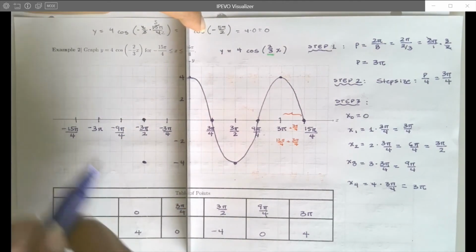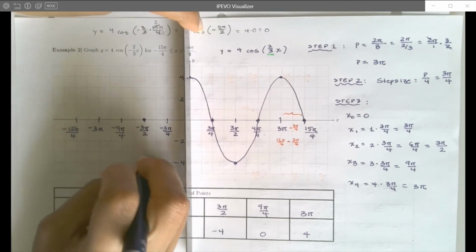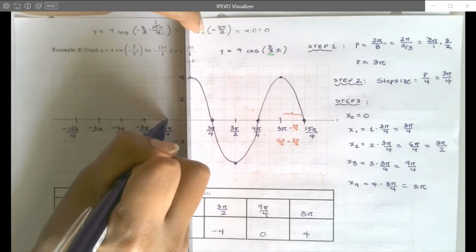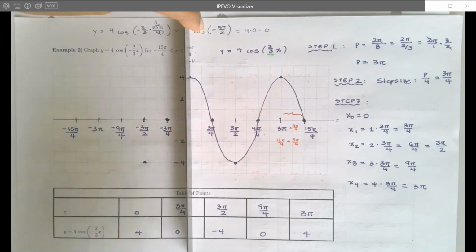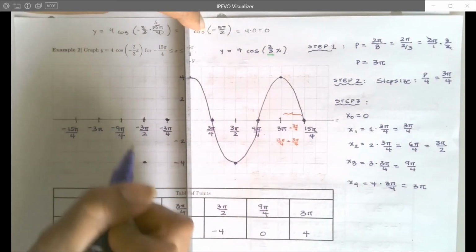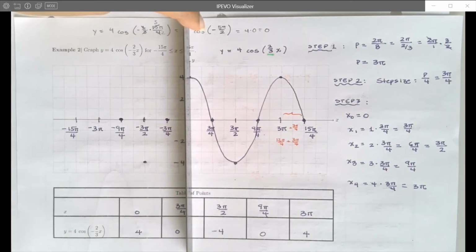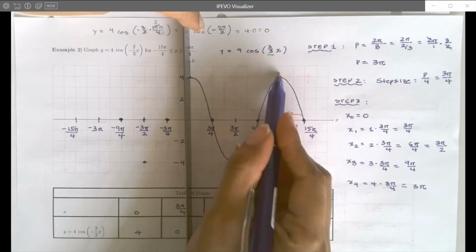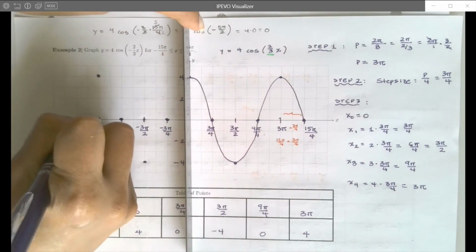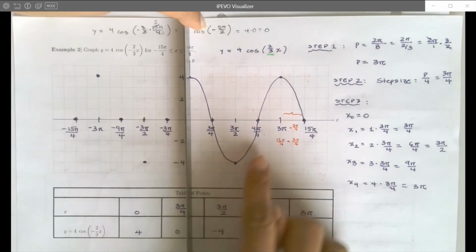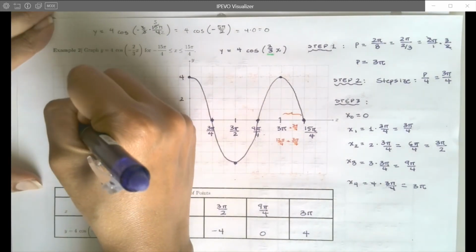negative 4. Oh, and I think I probably mislabeled this point. This one should have been here. And there. Okay, that's better. Alright, then 9 pi over 4. At 9 pi over 4 we have 0. That means at negative 9 pi over 4 we'll have 0. And then at 3 pi we have 4. That means at negative 3 pi we're going to have 4. And negative 15 pi over 4 will be a reflection of 15 pi over 4. So it'll also have a y value of 0.